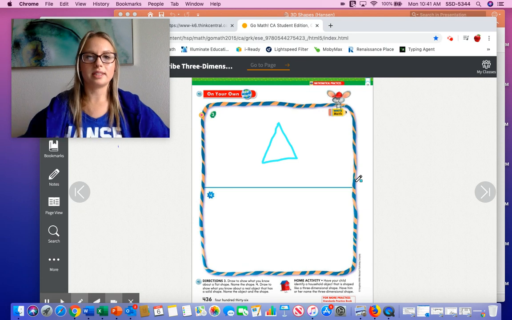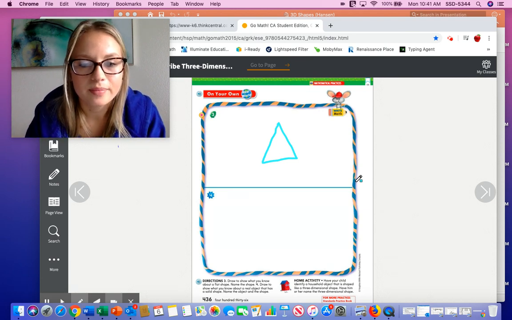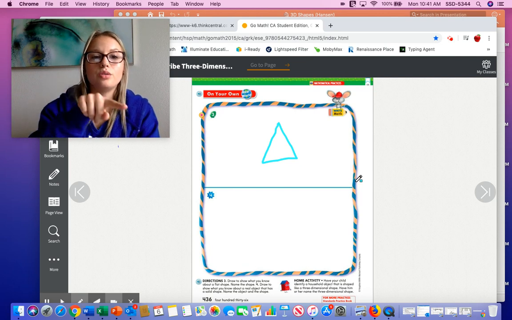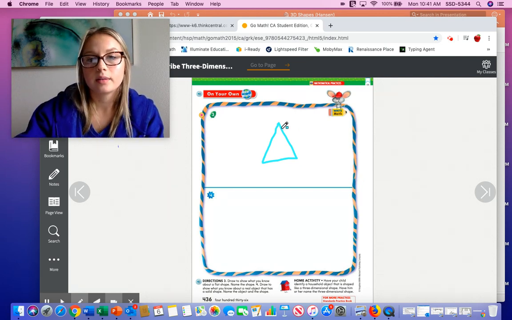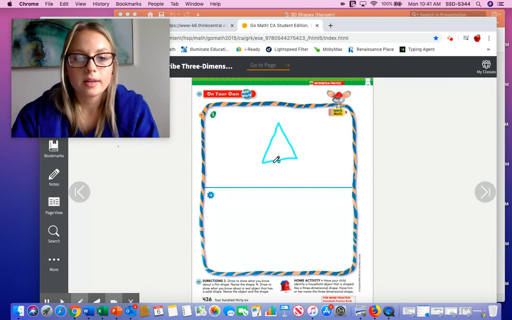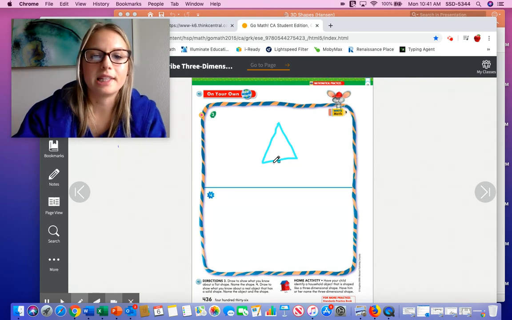What 2D shape is that? A triangle. Good job. I know a triangle has 1, 2, 3 sides and 1, 2, 3 vertices. What shape did you draw? How many sides does it have and how many vertices does it have? All right, let's move on.